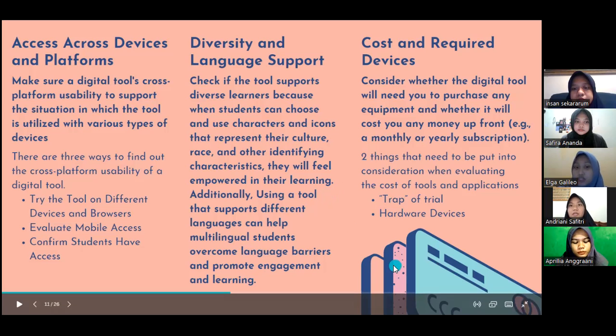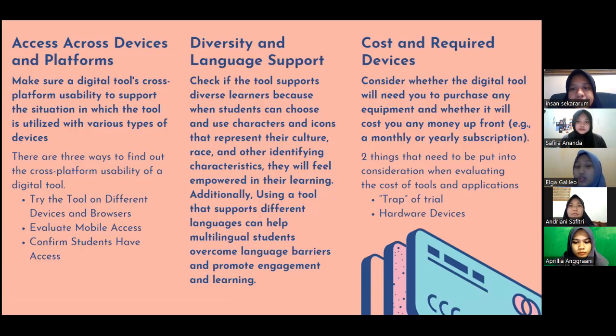There are two things that need to be taken into consideration when evaluating the cost of tools and applications. They are the trap of the trial and required hardware devices. Trap of trial is the situation where some tools may offer a free trial, meaning that they are available for free, but only for a limited time. Therefore, you need to make sure to pay attention to what happens once the trial is over. And then consider the hardware devices, meaning that sometimes the tool itself is free, but you may need to buy more equipment to achieve the best learning results. Therefore, it is advisable to check the cost beforehand to ensure that utilizing the tool in the classroom can run smoothly and avoid any unexpected problems.